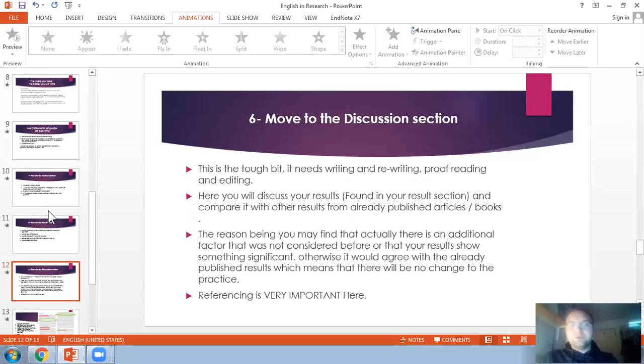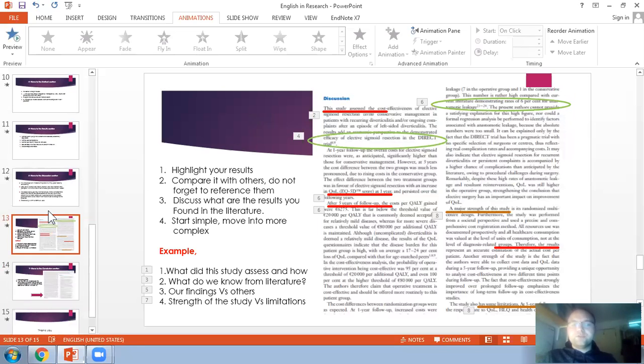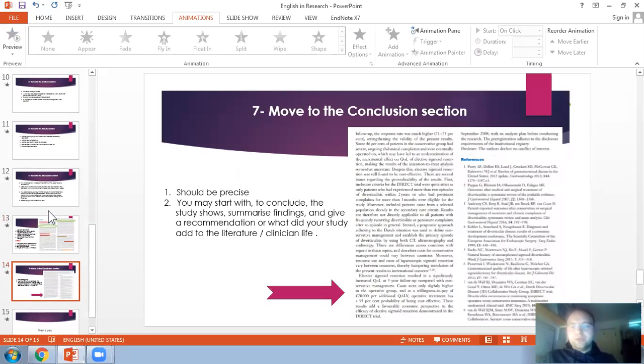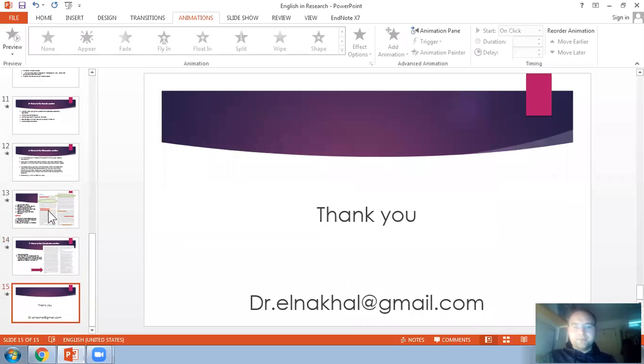This can take up to weeks. And then I've showed you a brief example of a paper. How did they do? And then, of course, you'd move to the conclusion and be precise.